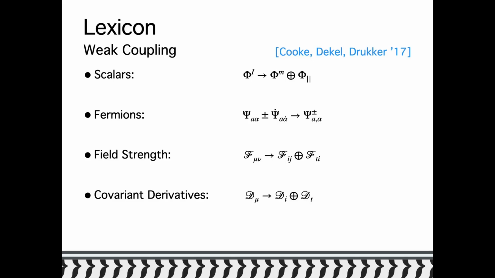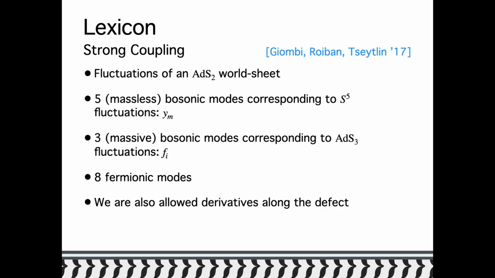And then finally, the covariant derivative also breaks into derivatives along the line and derivatives orthogonal to the line. In particular, it's important to note here that because the conformal group is only along the line, you can only generate conformal descendants by acting with covariant derivatives along the line. In fact, acting with covariant derivatives perpendicular to the line generates new conformal primaries, superconformal primaries in fact, as we will see. So this is what we have at weak coupling.